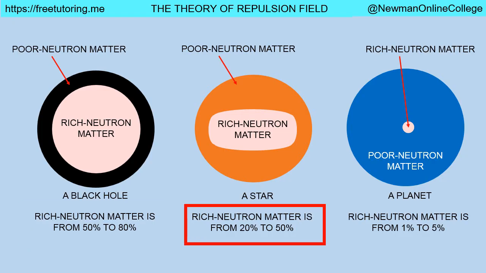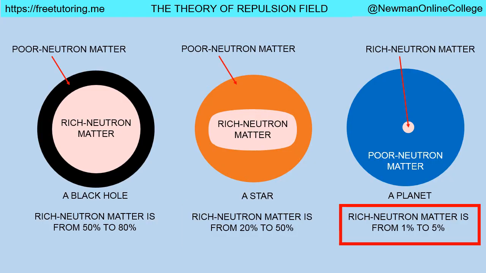Medium heavenly bodies, like stars, contain a fairly high percentage of rich neutron matter at their cores. For example, less than 50%, let's say, from 20% to 50% of their masses is rich neutron matter. Finally, small heavenly bodies, like planets, contain a very small percentage of rich neutron matter at their cores. For example, much less than 50%, let's say, 1% to 5% of their masses is rich neutron matter.